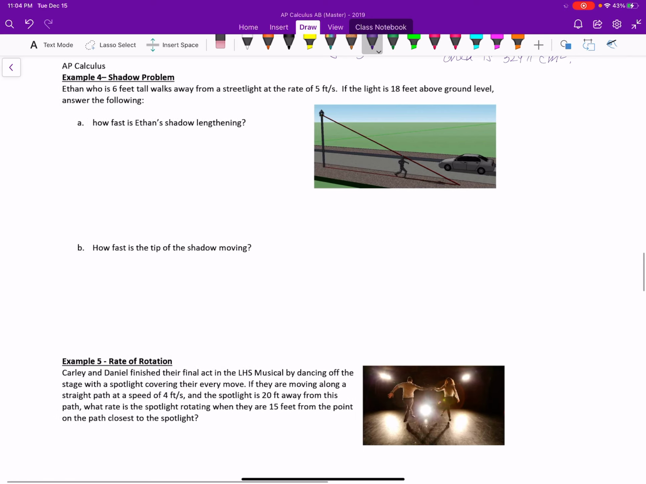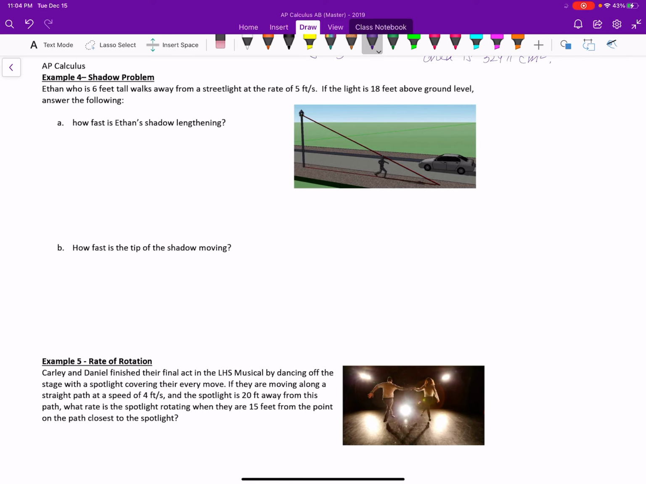The key is that we need to look at what's happening. So I'm going to draw a picture first. Here's the light. And what's Ethan doing? He is walking away. So we essentially have two right similar triangles. Here's Ethan, he's right here, and this is the lamppost up here, LP, just like in the picture there.